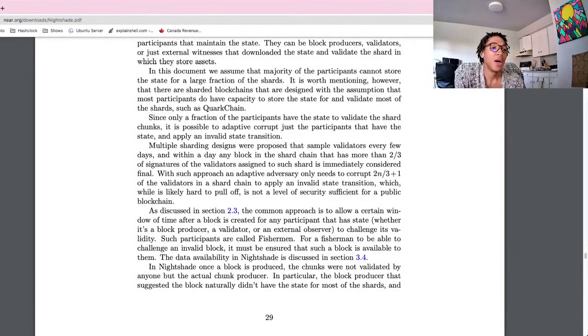Agreed. As discussed in section 2.3, the common approach is to allow a certain window of time after a block is created for any participant that has state to challenge its validity. Such participants are called fishermen or watchtowers or whatever you want to call them. For a fisherman to be able to challenge an invalid block, it must be ensured that such a block is available to them. The data availability in Nightshade is discussed in section 3.4.